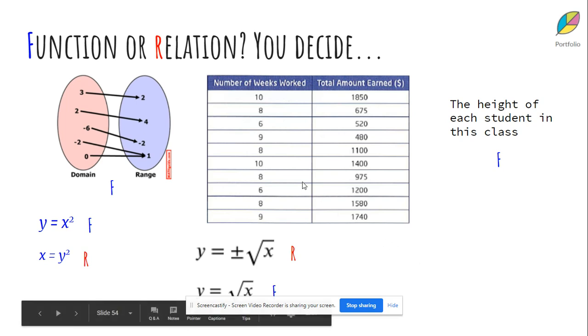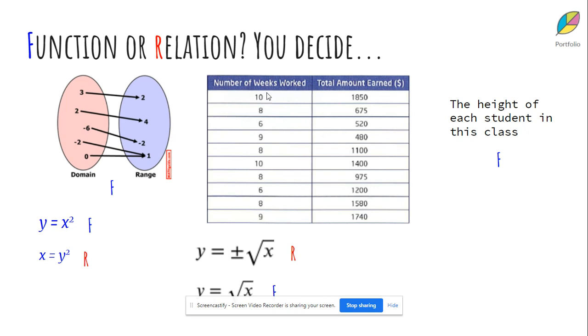Okay, so if you notice, let's take a look at the first value of 10. Somebody worked 10 hours and earned $1,850. But we have a case of somebody else working 10 hours and making $1,400. So for the same input, we have two different outputs. Similarly with the 8, we have an input of 8 here and an output of 675 here and an output of 975. So for the same input, we have two outputs. That means this is not a function, it's a relation.